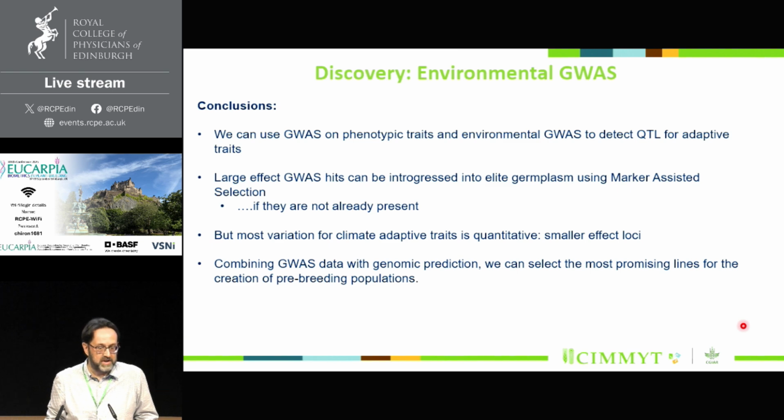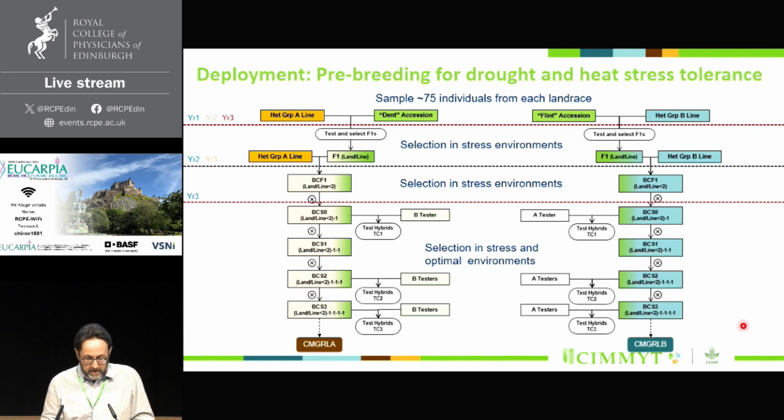But these large effect QTL are rare. There's really not that much. The gene bank has been exploited sufficiently that there's not a huge number of these traits that are available for use, and most of the variation is quantitative, so how can we use that? But we did show that, combining GWAS data with genomic prediction, we can select the most promising lines for the creation of pre-breeding populations.